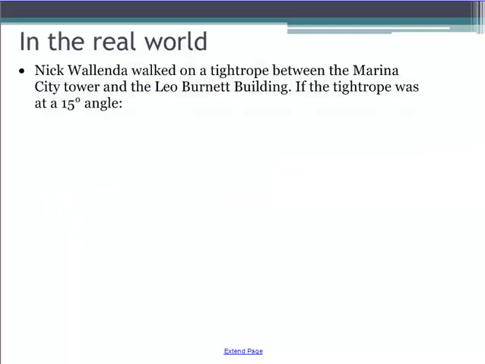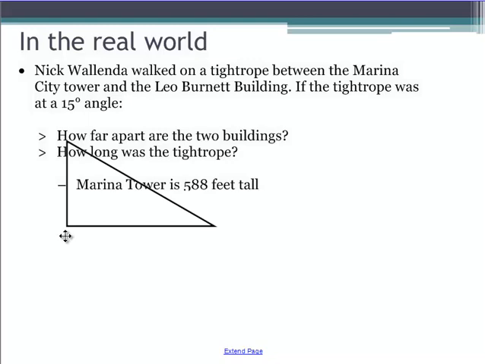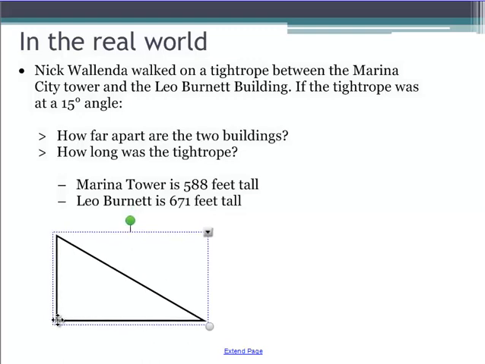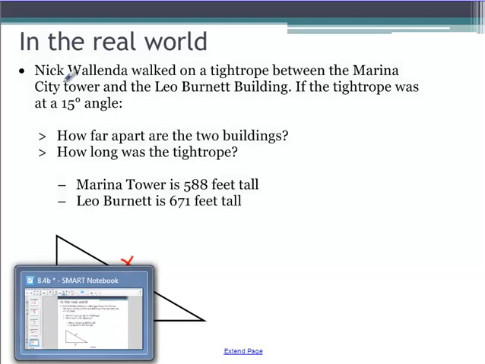So, this happened a couple years ago. Nick Wallenda walked a tightrope from one building in Chicago to another, and he did it without any harness or anything. And then he actually walked across from one Marina tower to the other, blindfolded. So I actually need to move this. So the questions I want to ask are, how far apart were the buildings? And how long was the tightrope? So I want to find this and this, x and y.